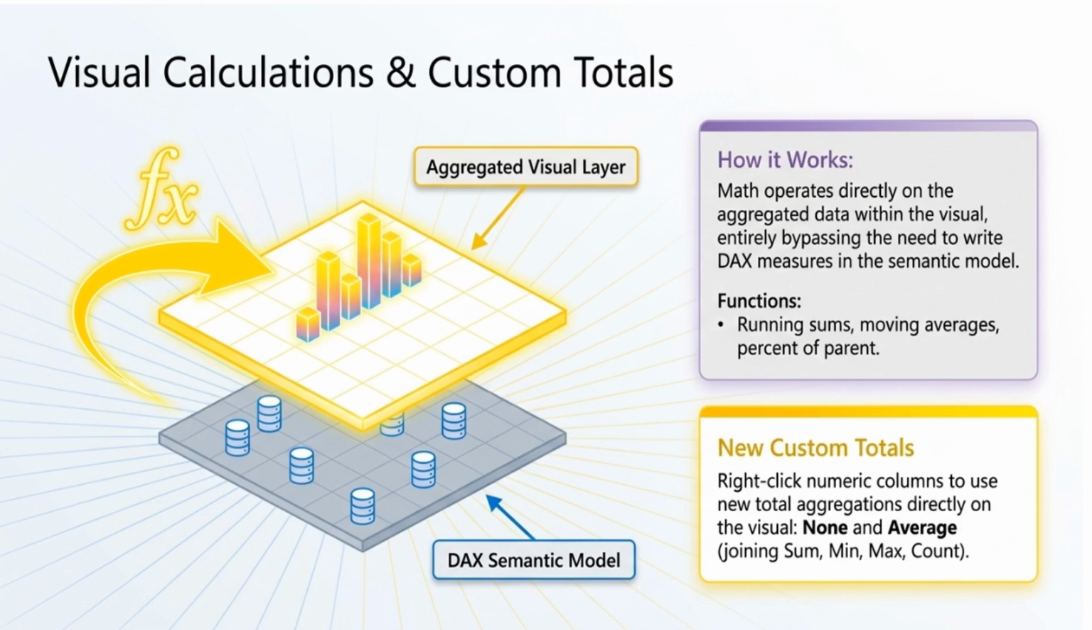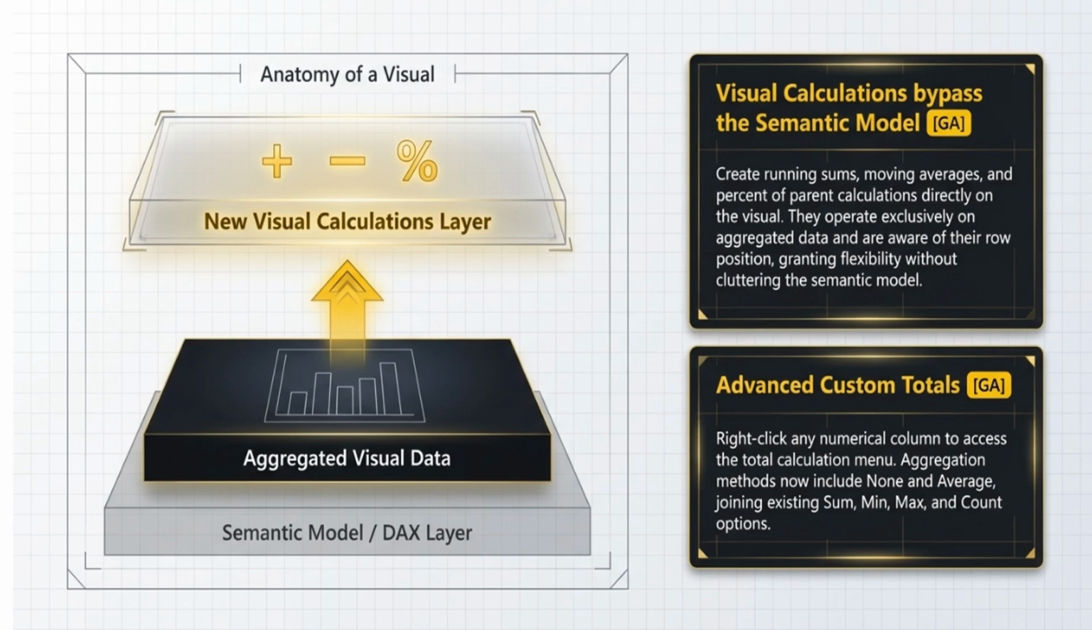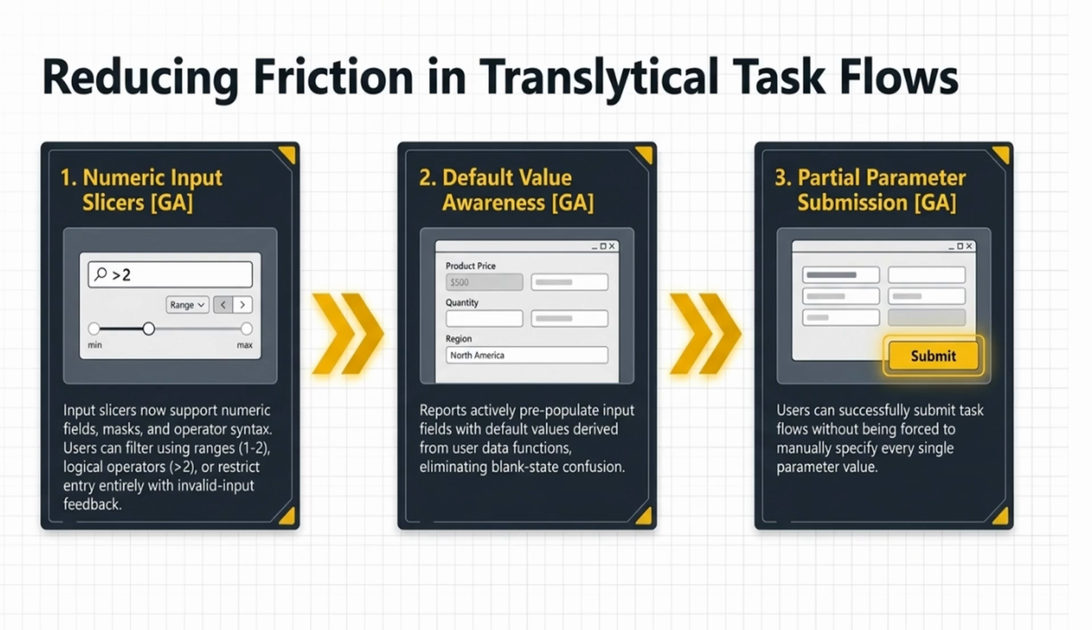And right alongside those visual calculations, we've got a really nice update to custom totals. Previously, you could use sum, min, max, and count. But now, by simply right-clicking a numeric column, you can set custom totals to none or average. It's a small addition, sure, but it's one that gives you that precise, exact control over your matrix and table visuals. Okay, translytical task flows. I know, it sounds like a mouthful, right? But all this really means is that your interactive reports just got a whole lot smarter.